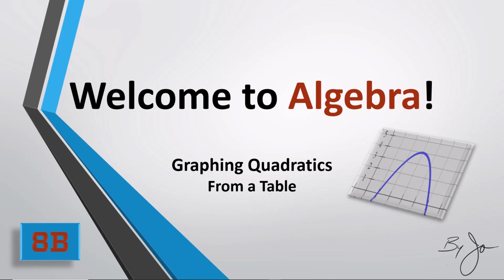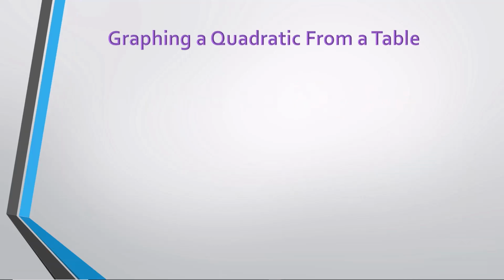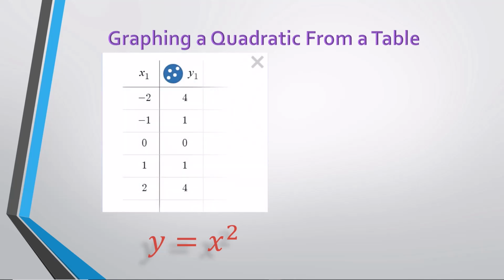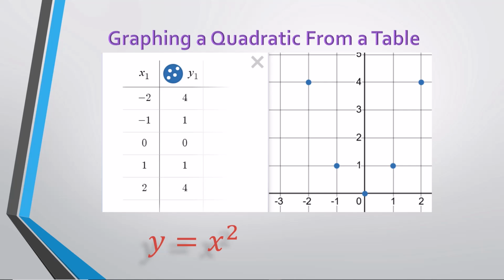Welcome to Algebra, graphing quadratics from a table. The graph of a quadratic equation, such as y equals x squared, is made up of x and y values, which can be shown in a table like this, the first 5 values of this function, and plotted on a graph. This function happens to be the simplest possible quadratic equation, called the parent function for quadratics.